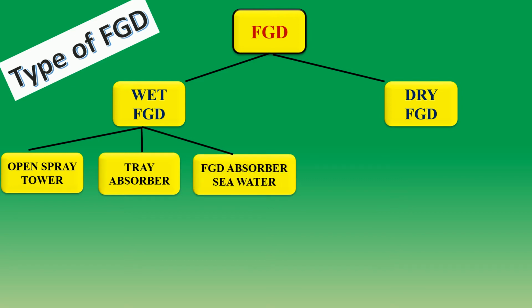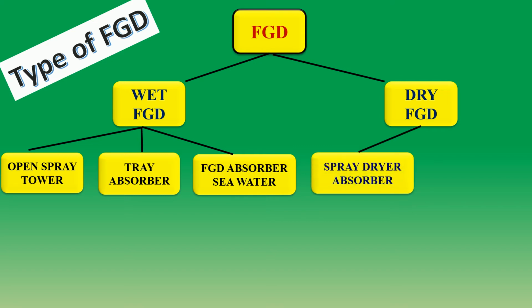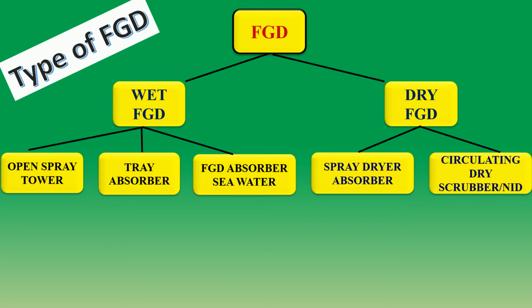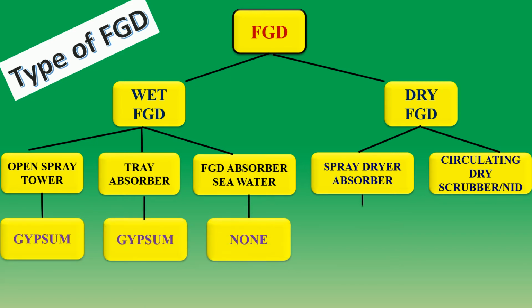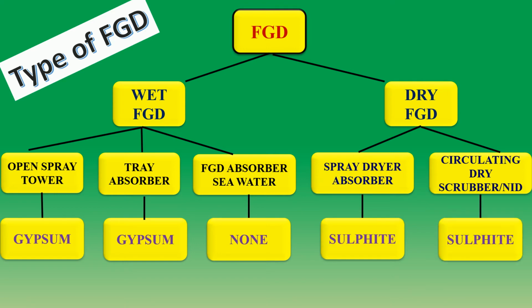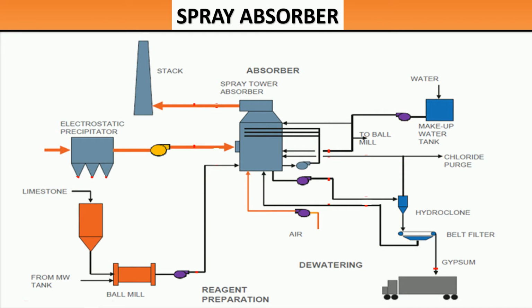Type of FGD. Currently, FGD systems are of two types, wet FGD and dry FGD. There are 3 kinds of variation in wet FGD: open spray tower, tray absorber and seawater absorber. And there are 2 kinds of variations in dry FGD: spray dryer absorber and circulating dry scrubber. The end product for open spray tower and tray absorber is gypsum, and the end product for spray dryer absorber and circulating dry scrubber is sulphite. This is the basic layout of the spray tower absorber.